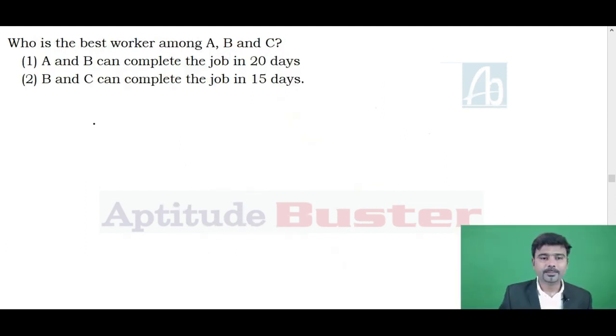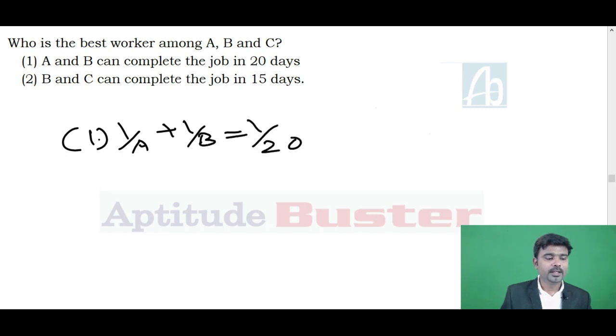Who is the best worker among A, B and C? Read the first statement. A and B can complete the work in 20 days. That means, the normal method, we say 1 by A plus 1 by B equals 1 by 20. Can you find out who is the best worker among A, B, C? First statement is not sufficient.